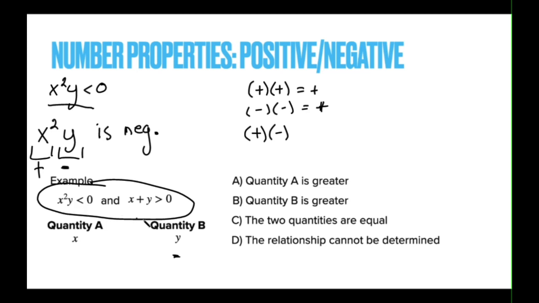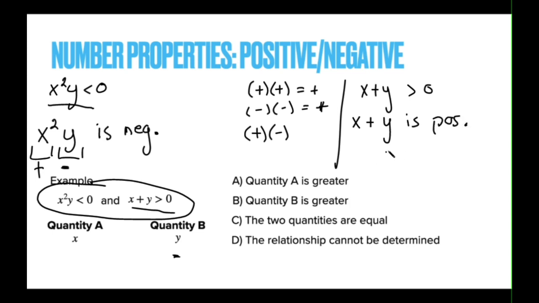Okay, well, let's go to this second one right here. x plus y is greater than 0. So another way to say that, of course, is that x plus y is positive. Well, I already know that y is a negative number, right? And if I add something to y, and that made it positive, that thing that I added must be positive, right? Because if I added a negative number to y, it would have stayed negative. In this case, I added a positive number, and that made it positive. So now I know that x is positive.